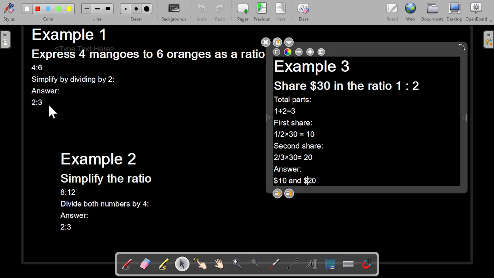From here now, you cannot reduce it less than this. Now, let us also see them in a different form, from a different perspective. Let's say example 2. Example 2 is asking you to simplify the ratio.